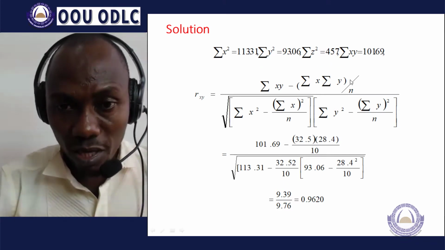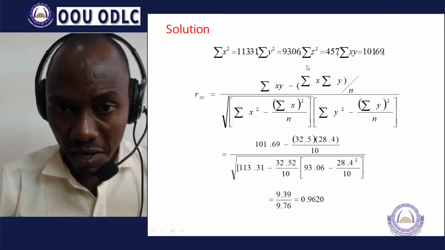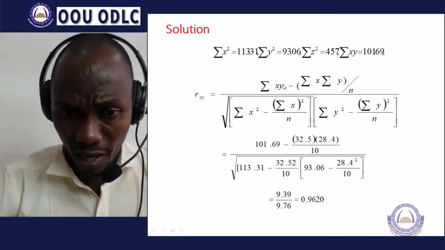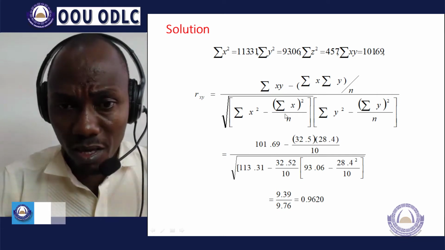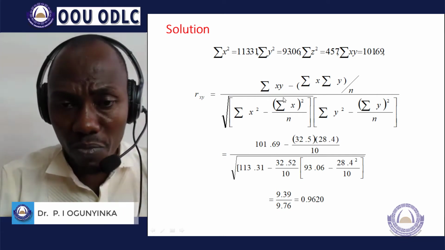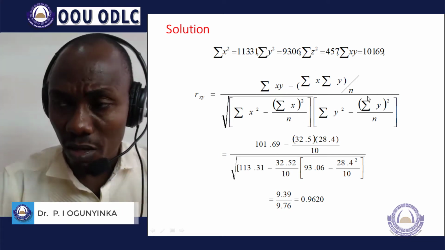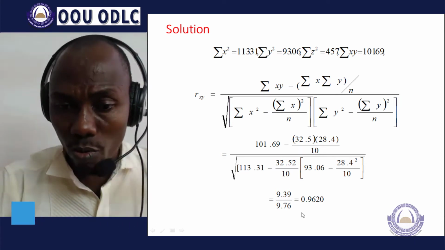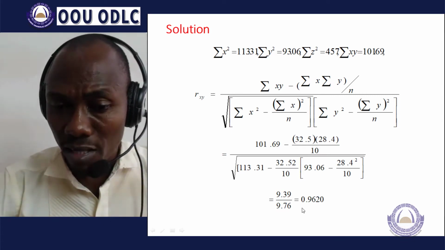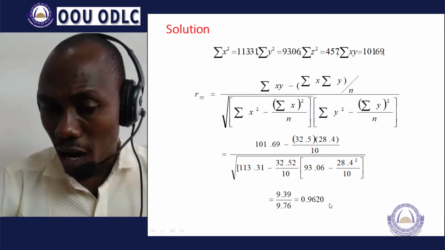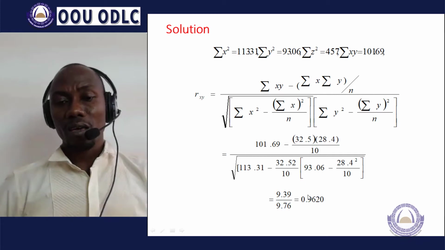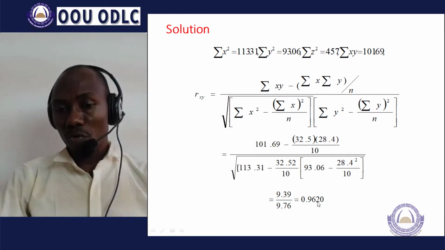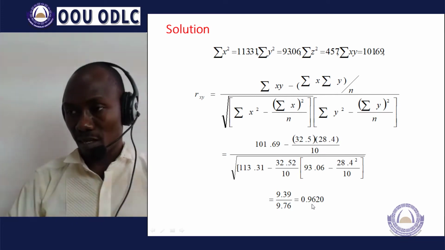Again, we substitute into the formula here. If you substitute these values, which have been obtained in the previous slide, into this formula of Pearson's product moment correlation coefficient and simplify further, then you will obtain this value for r. So here the correlation coefficient is 0.9620, which is 96%.